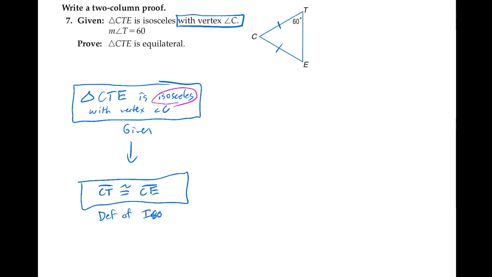Whoa, isosceles. Okay, so now what could we do? How could we use that? Well, look up here. This is the key. We have this angle given to us. So let's state that. Let's say measure of angle T is 60 degrees. I don't like that this book leaves out the degrees. Okay, and this was given.